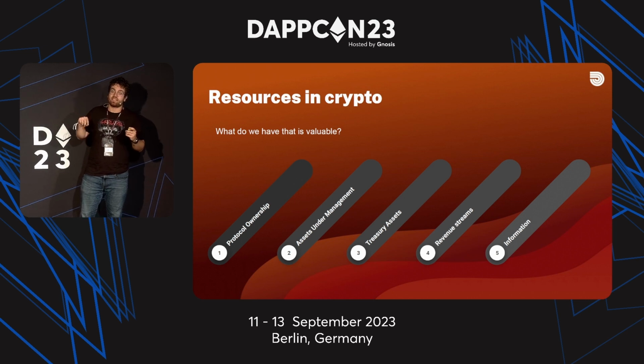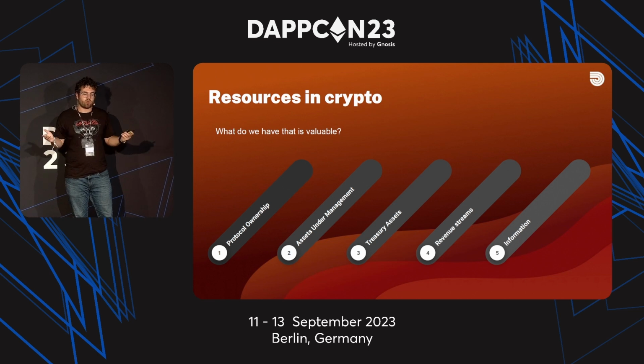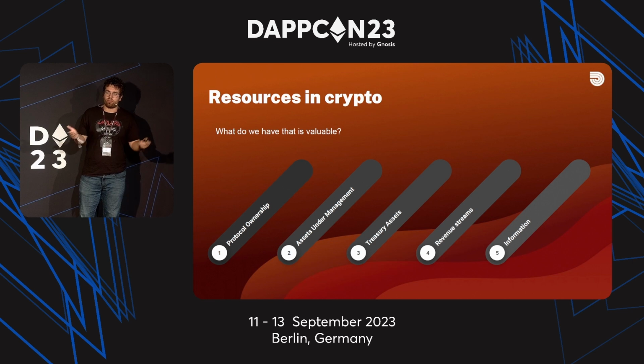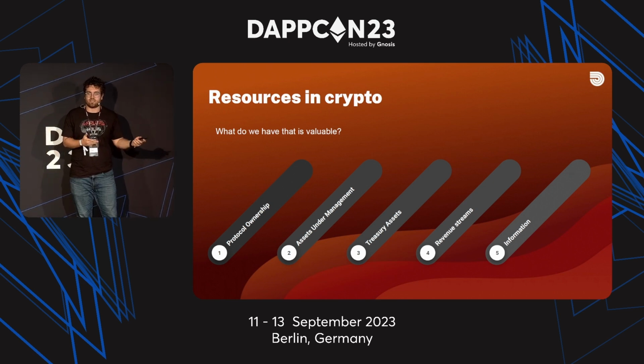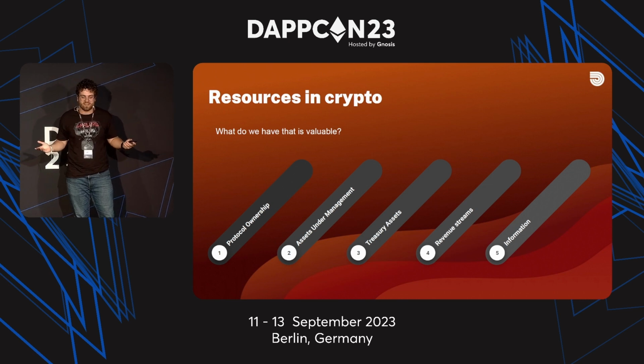The second one is assets under management. You are a large protocol. You manage a lot of assets. This can be leveraged one way or another in order to make your protocol more efficient. One example of this is Maker, right? Maker uses part of their deposits and reinvests them in T-bills. Because of it, they make most of their revenue, and they're a cash machine today.